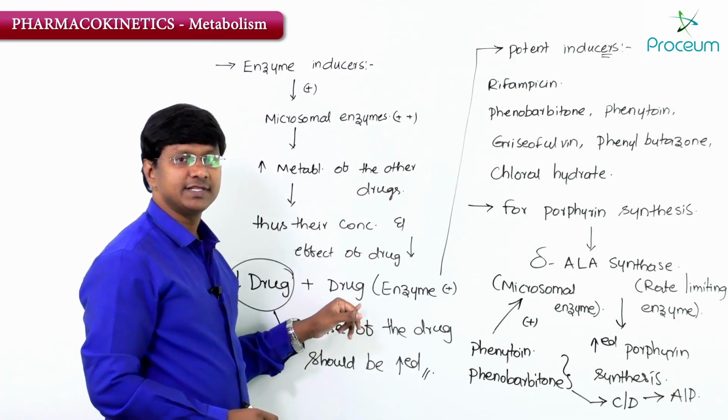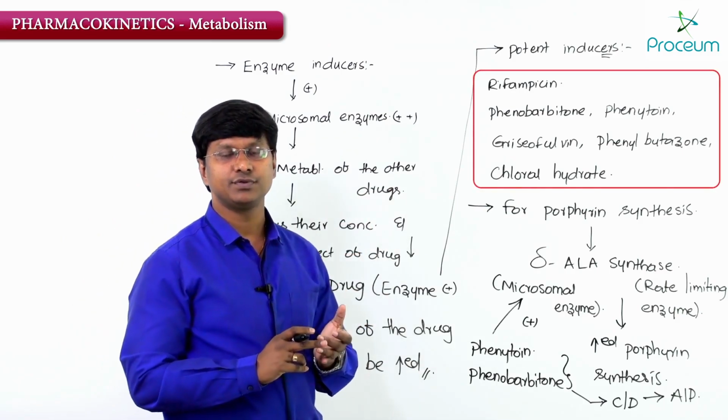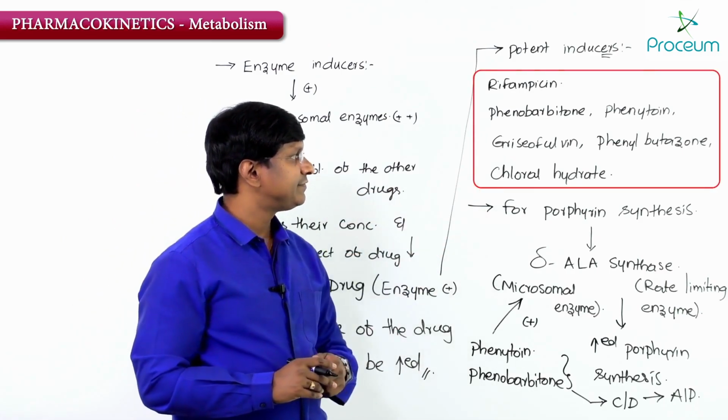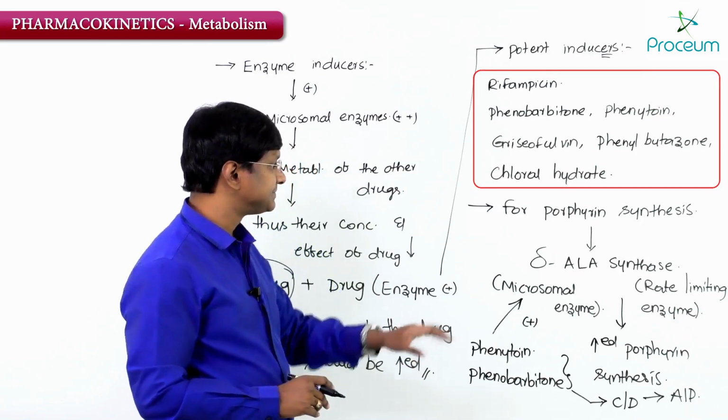And what are your potent enzyme inducers? They include rifampicin, phenobarbital, phenytoin, griseofulvin, phenylbutazone, and chloral hydrate.